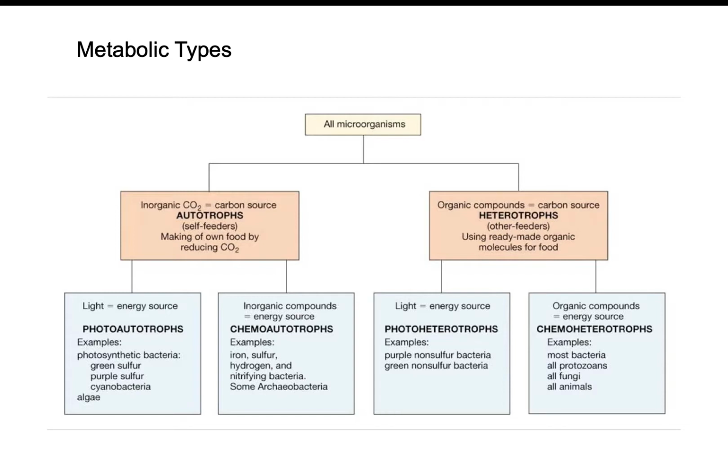pathways. There are two major types of autotrophs: phototrophs, which use light as an energy source, and those include green sulfur, purple sulfur, cyanobacteria, and algae. And then there are chemoautotrophs that use inorganic compounds as an energy source, and those include iron, sulfur, hydrogen, and nitrifying bacteria, as well as some archaea. There also are two different types of heterotrophs, major groups. One are the photoheterotrophs that use light as an energy source, but they can't fix their own carbon.